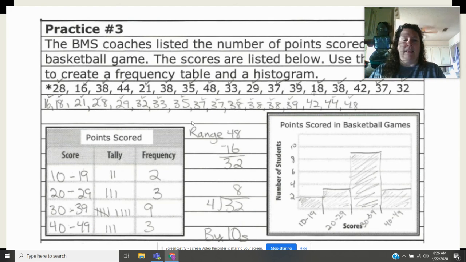Now that may not seem like it's 10 numbers, but it truly is because histograms are different than counting. We've got 10, 11, 12, 13, 14, 15, 16, 17, 18, 19. So because 10 is included, it's actually 10 values.